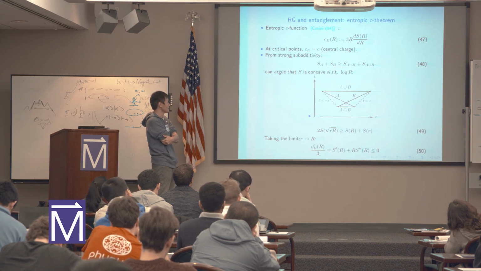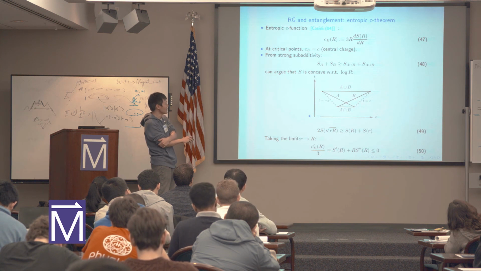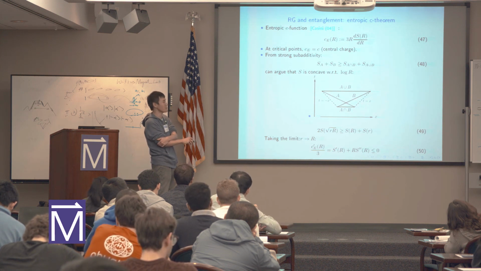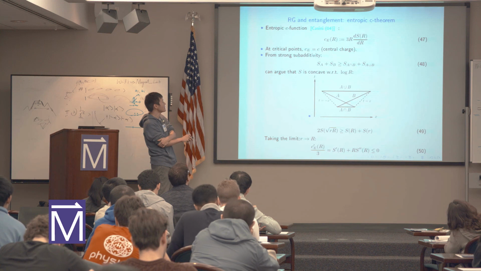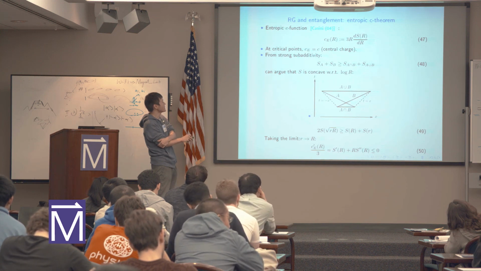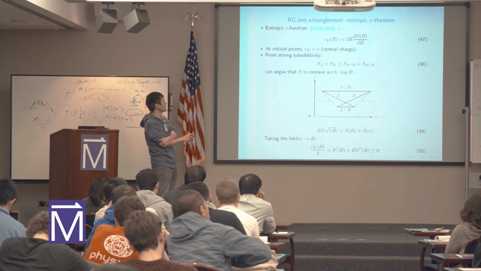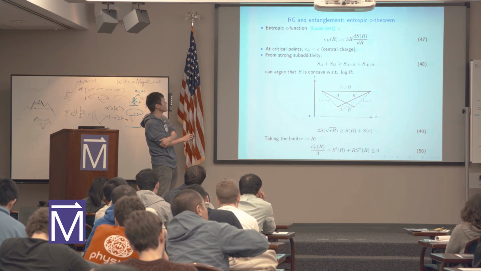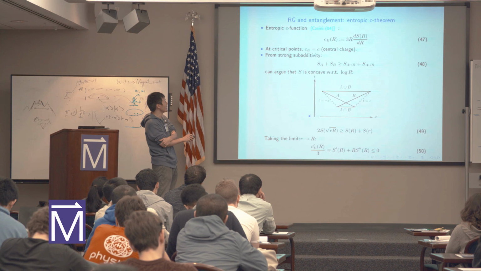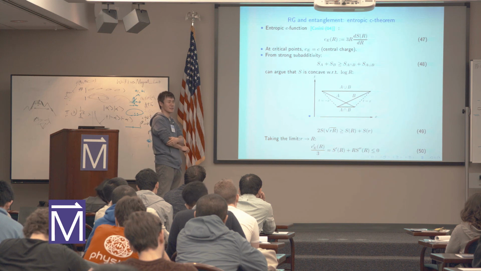If Lorentz invariance is not necessary, I think it boils down to how we have a physical interpretation of strong subadditivity. That's one thing. And if we define the C function in a proper way, it boils down to the physical interpretation of this, I think.